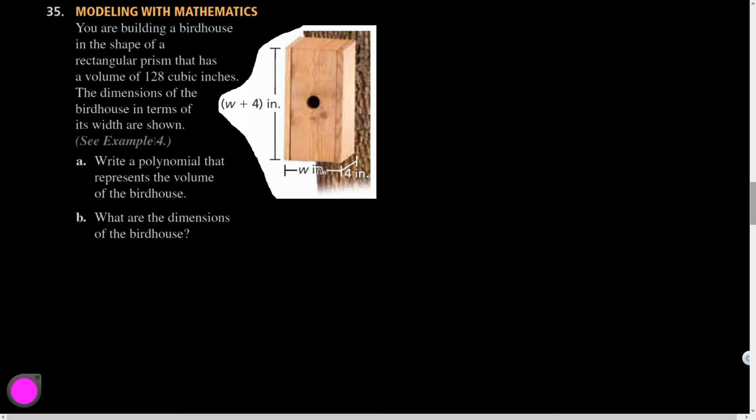Let's see, we've got the volume of a box, prism, perhaps, is length times width times height. Length times width times height. Right. And that's equal to the volume.